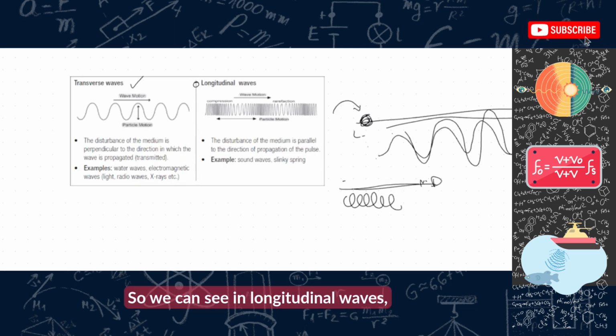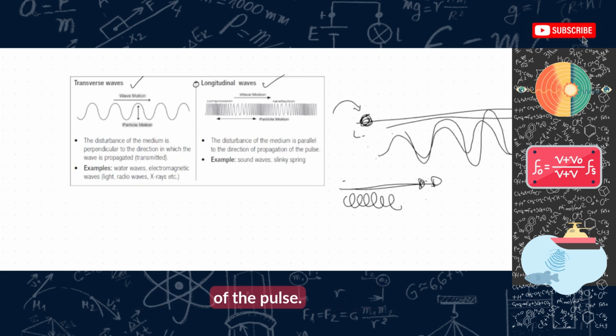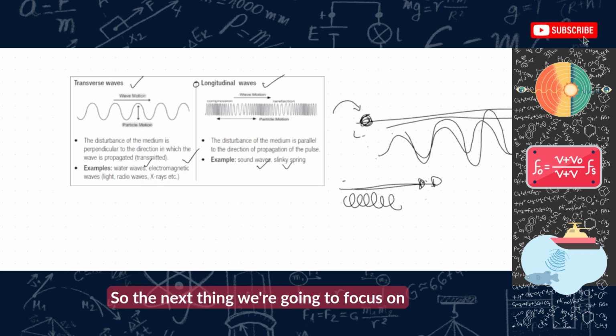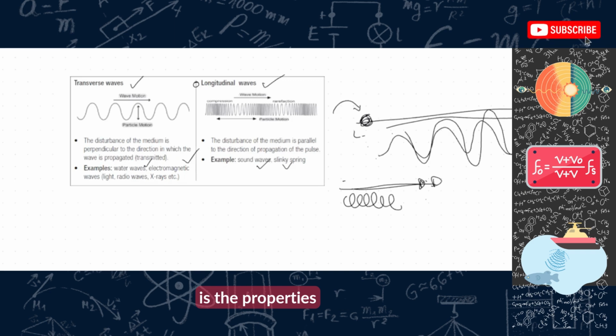So we can see in longitudinal waves, we will have waves that are moving parallel to the direction of the pulse. So they've given us examples of transverse waves. We have water waves, electromagnetic waves, and with regards to longitudinal, we have sound waves, and they also used a slinky spring just to explain the longitudinal. So the next thing we're going to focus on is the properties of waves.